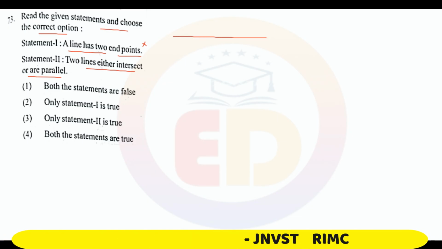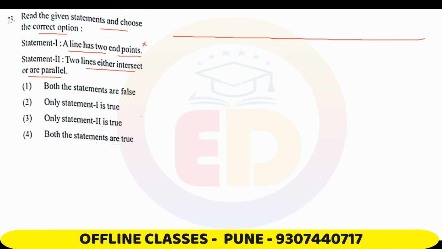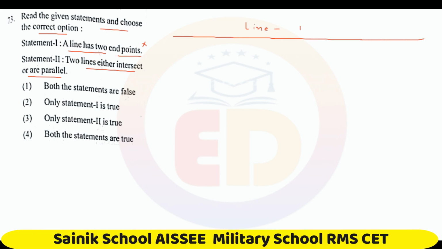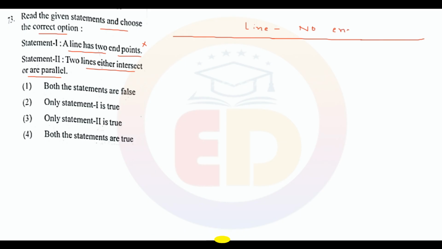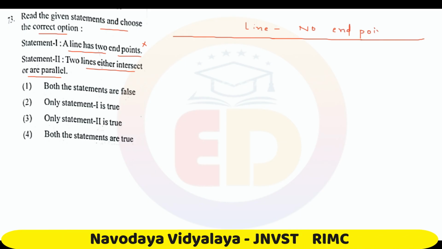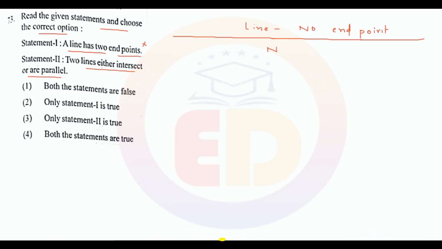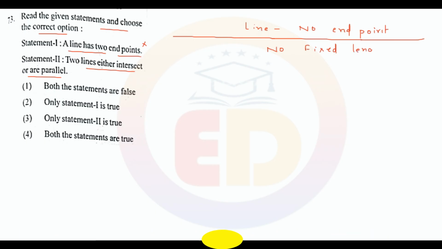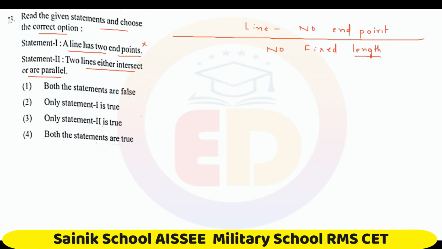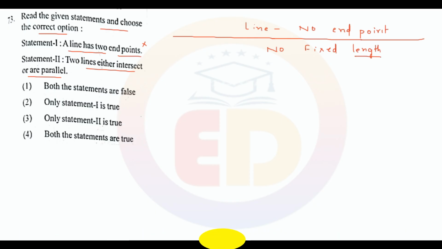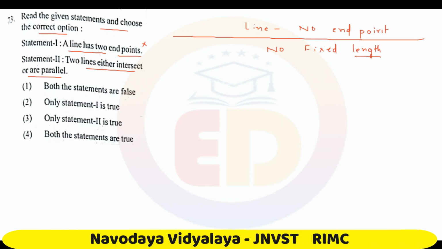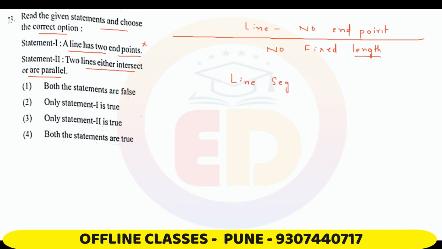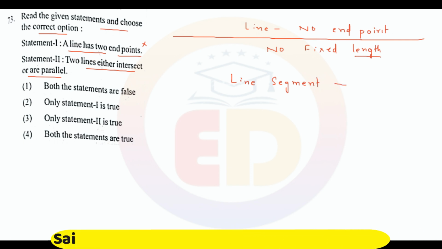extends indefinitely on both the sides. So a line has no endpoint and it has no fixed length. We have done this in the class and I have told you that there will be a conceptual question based on this concept. So the first sentence is wrong. Having 2 endpoints is not a line, it is a line segment. It is a line segment which has 2 endpoints and a fixed length.